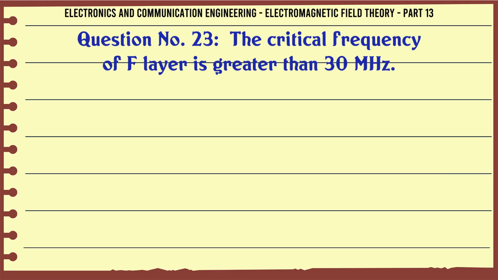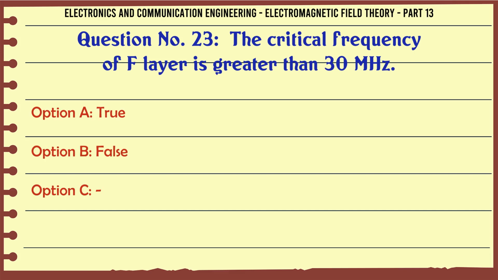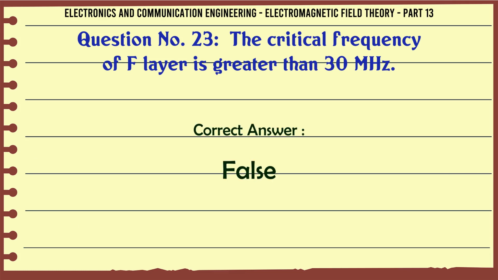The critical frequency of F layer is greater than 30 MHz. A. True, B. False. The correct answer is false.